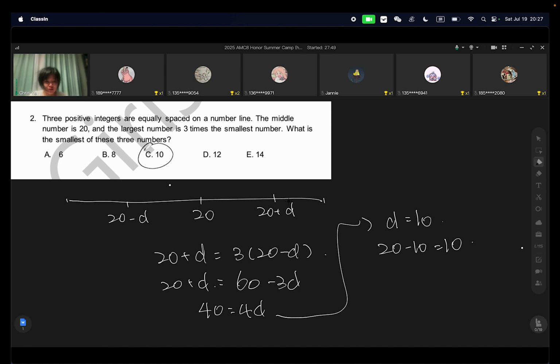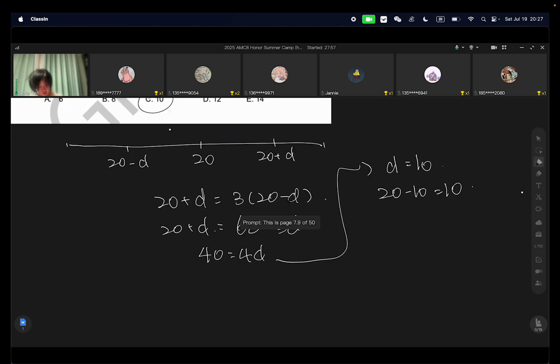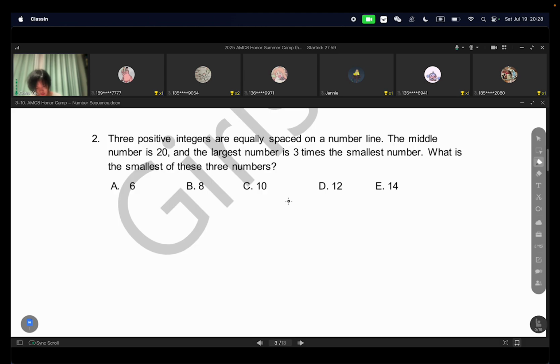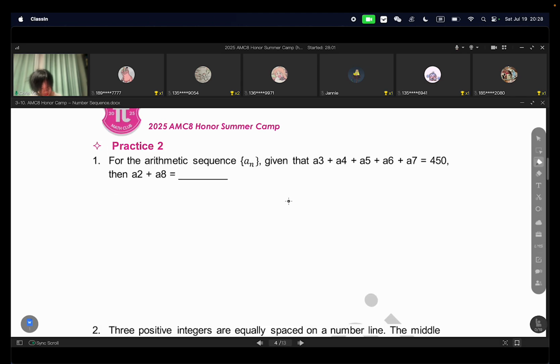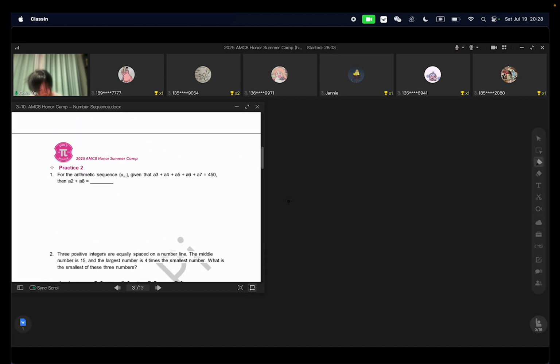Are there any questions for this one? If not, then let's move on to our practice problems. We have 2. Let's do the first one first.